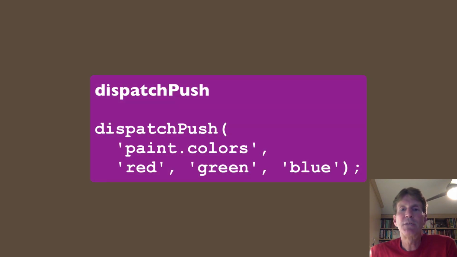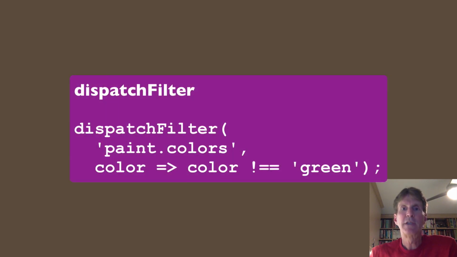Dispatch push dispatches an @push action that appends elements to an array. It takes a path to an array and any number of values to be appended. For example, we could call dispatch push, pass it the path paint.colors, and then the values red, green, and blue, and they would be appended to whatever is currently in that array.